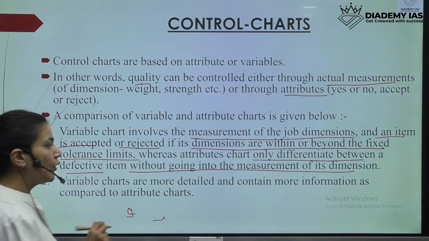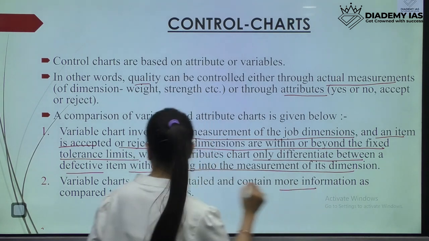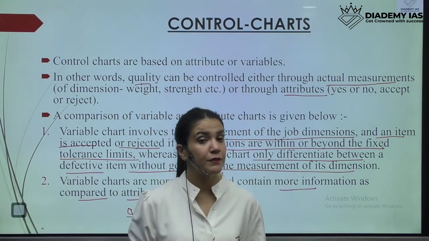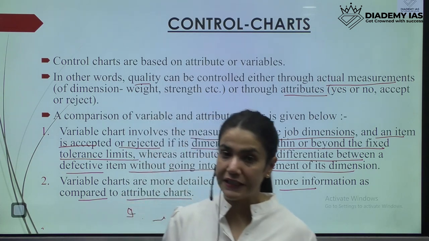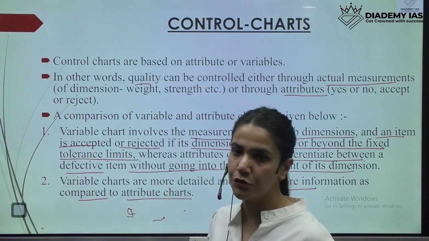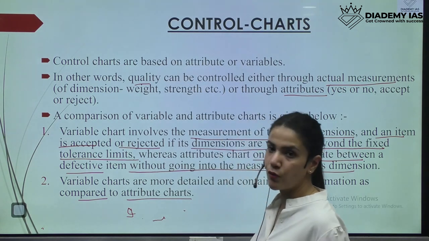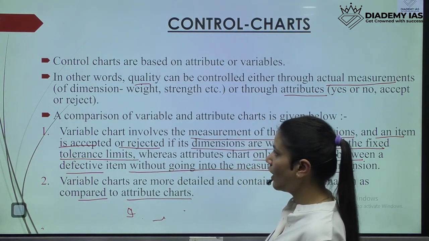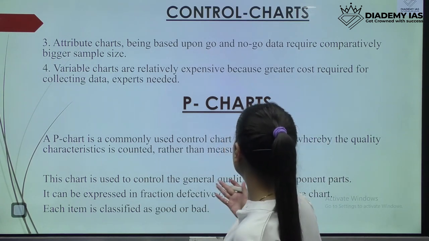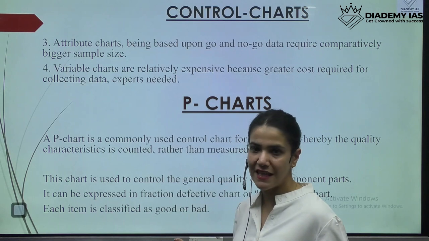Variable charts are more detailed and contain more information compared to the attribute charts. Clearly, with variable charts, you have to go into the depths of the details. For the attribute charts, you don't need to go into that detail. You just need to make a choice between two extremes. Attribute charts, being based upon go or no-go data, require comparatively bigger samples.